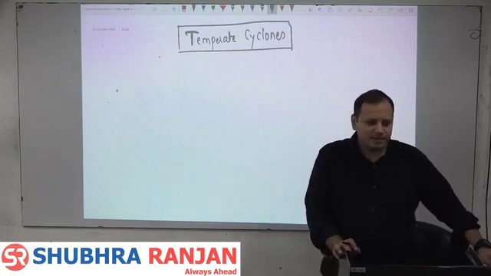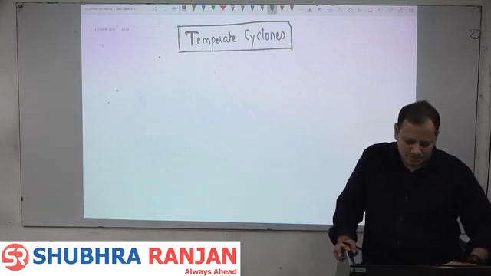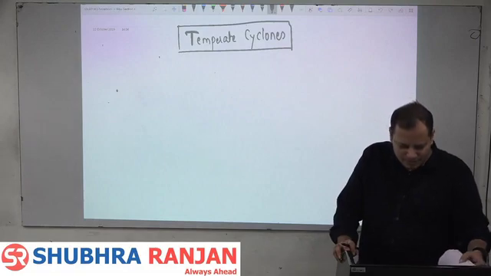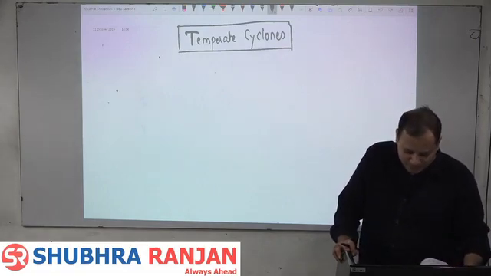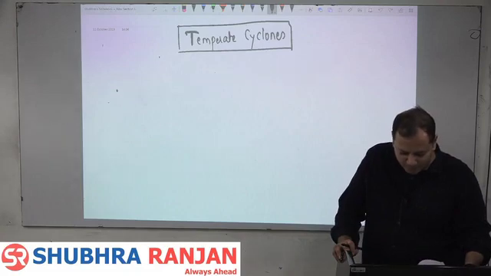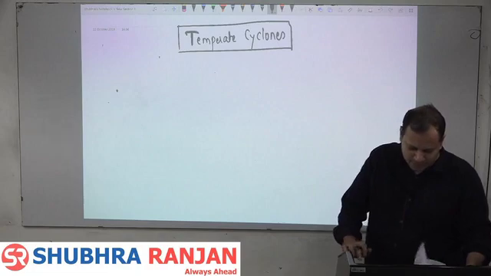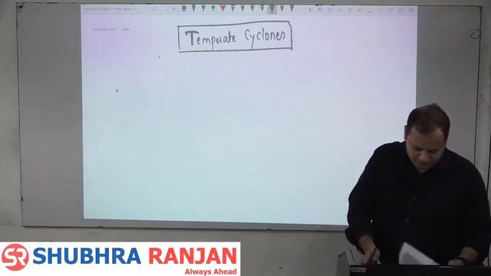So we are starting with the temperate cyclones, that is the life cycle of the temperate cyclone. Temperate cyclone is a disturbance which occurs in the temperate latitudes, fine. And why does it happen? Due to the formation of the fronts. I will use this book for certain diagrams in the temperate cyclone.